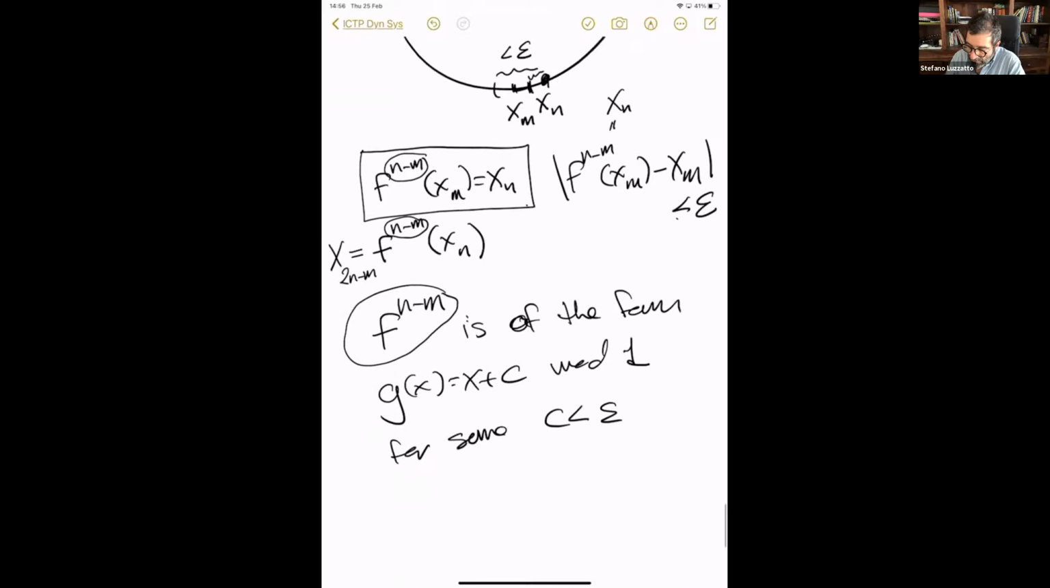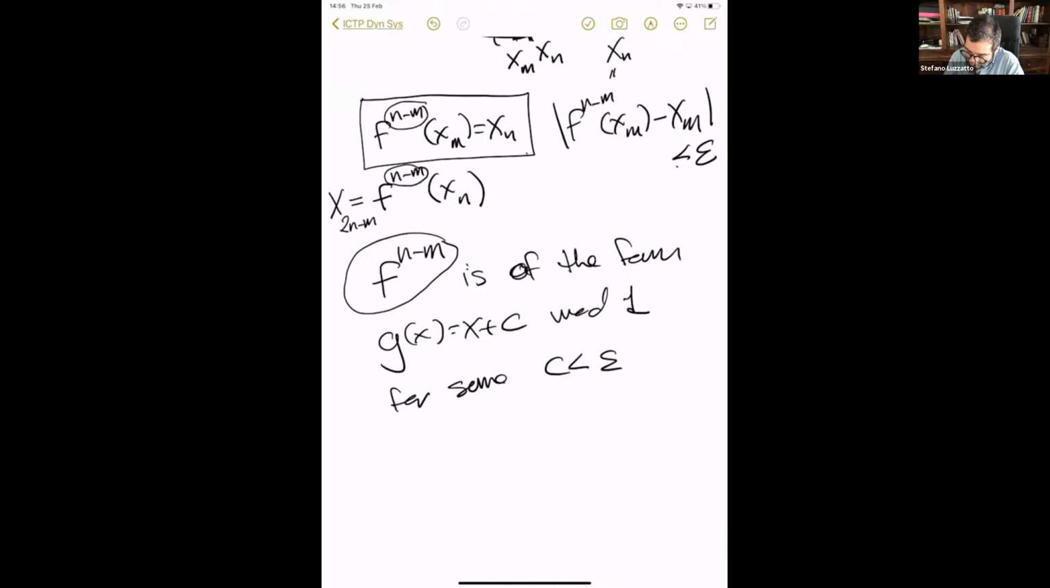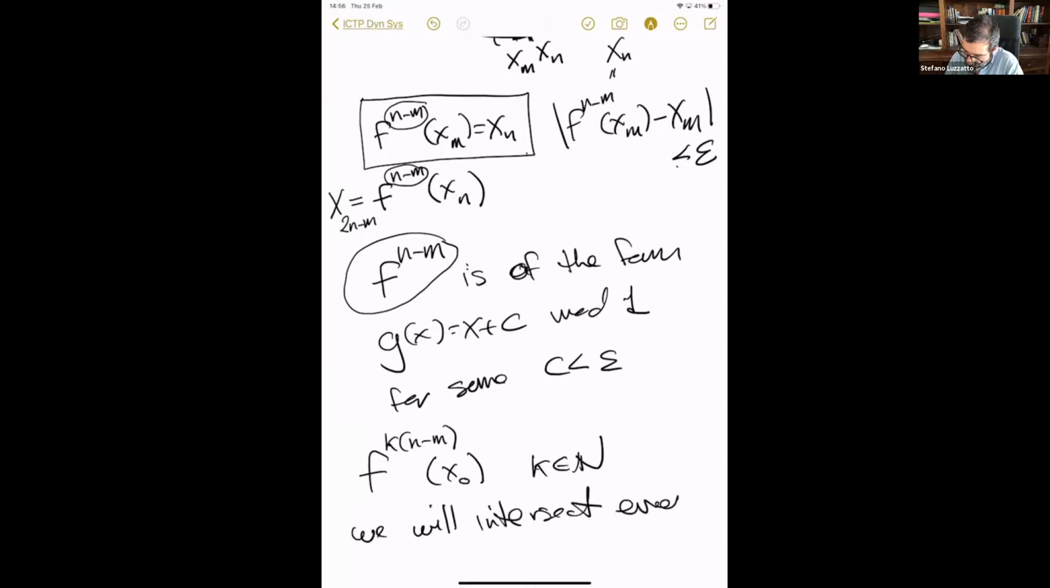And then we're done, right? Because this means that if we take iterates f^(k(n−m)) of x0, where k is an integer, then we will intersect every arc of size epsilon.